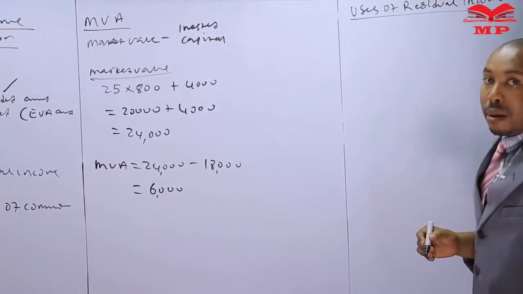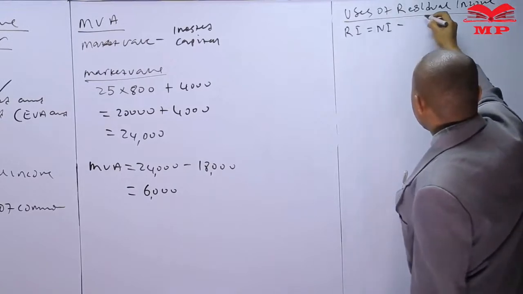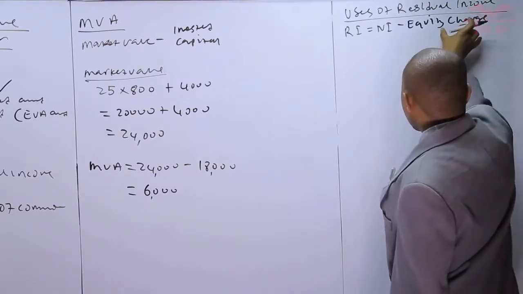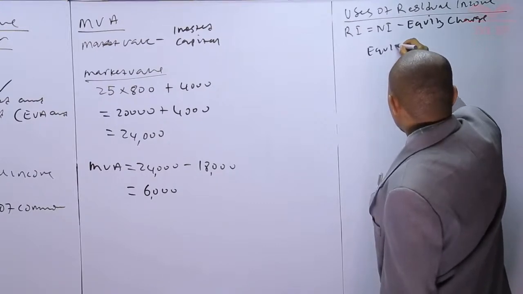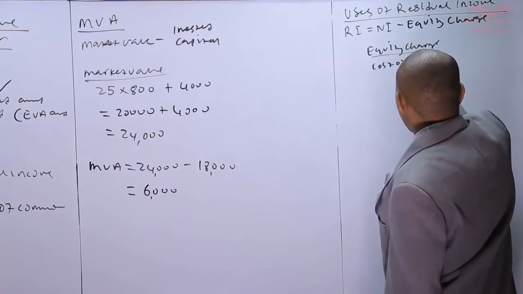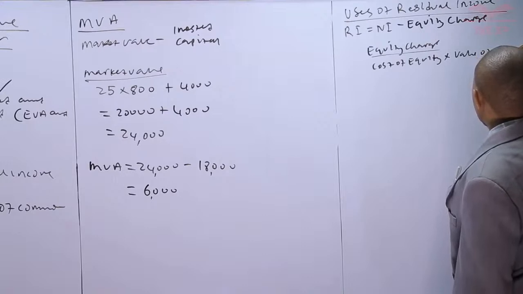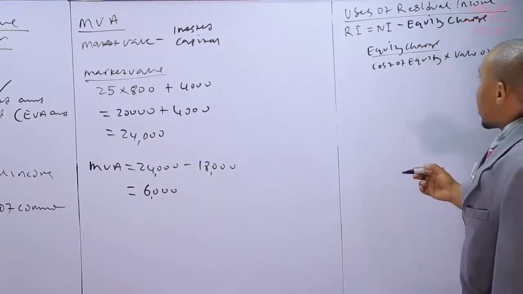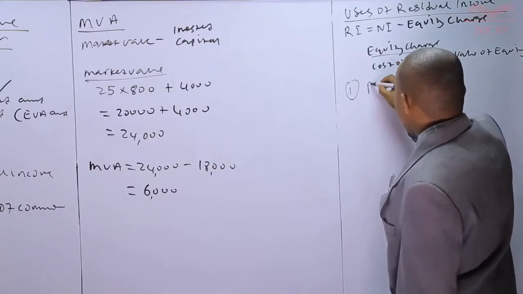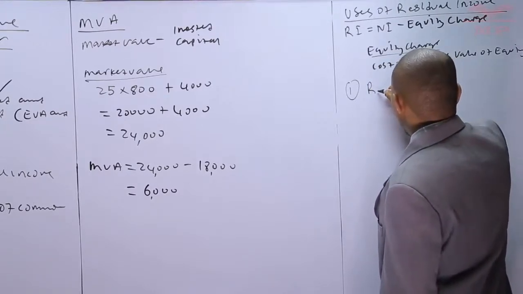Now, residual income, remember what we defined at the beginning. We had said residual income, or RI, is given as the net income less the equity charge. And the equity charge is just the cost of equity times the value of equity. Trying to relate this with the uses of residual income, the first use is that RI, or in full residual income, is used to evaluate executive compensation.